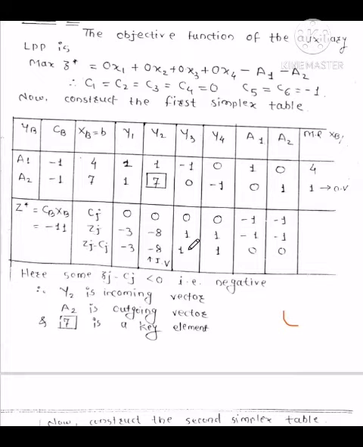So in this way we can find z3 means cb into y3, minus 1 into minus 1, that is 1, minus 1 into 0, that is 0, so it is plus 1. Okay, then z4 means minus 1 into 0, 0, minus 1 into minus 1, that is 1. So in this way z5 means minus 1 into 1, then minus 1 into 0, that is minus 1.